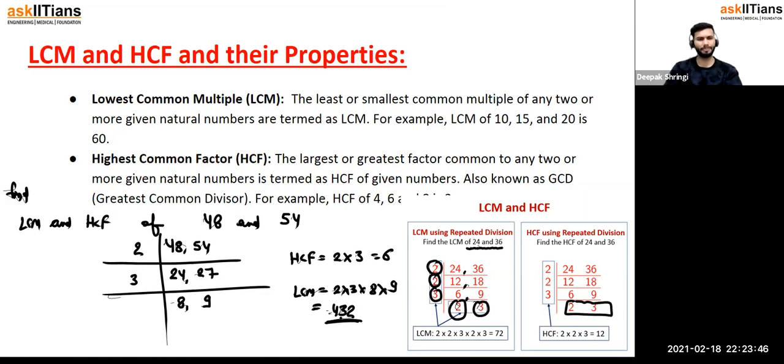Got it? It's simple. You did the repeated division method, and at the end, look what will happen: you will get numbers which are not divisible, like 8 and 9, they have nothing common in them. No common factor is there, right? At that part, you will stop. You will multiply the column ones to get the HCF. You will multiply the column ones with these 8 and 9, so you'll get the LCM. Okay, got it? Simple?